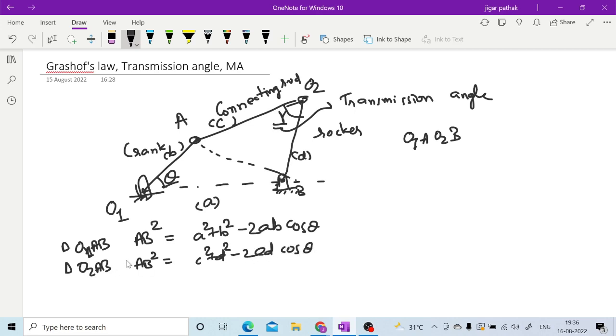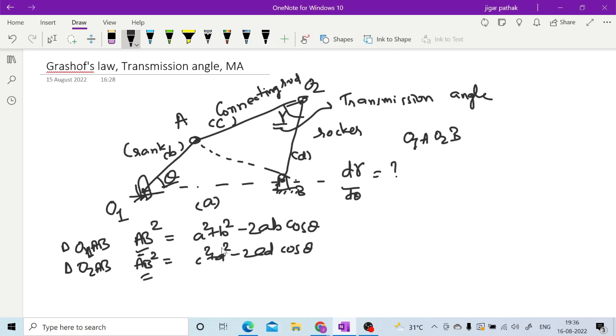Now, in order to get the optimum value of the transmission angle gamma, you can differentiate this with respect to theta. So if I take d gamma by d theta, what can I do is equate this, because this is nothing but AB square only. And as the links A, B, C, D are constant, because these are link lengths, they are not going to vary.